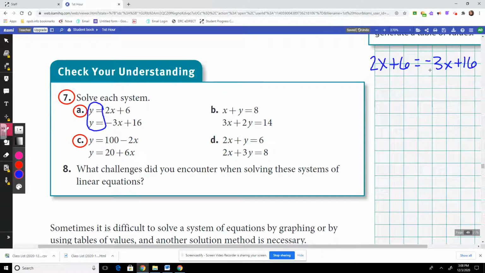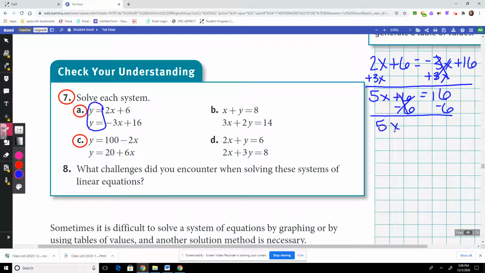Your ultimate goal is to get the x variable by itself on one side. In order to keep all of my numbers positive, I'm going to add 3x to both sides. I'm picking my smaller number first and starting there. When I add 3x to both sides, I get 5x plus 6 equals 16. Then I subtract 6 from both sides and get 5x equals 10. Divide both sides by 5, and I get x equals 2.